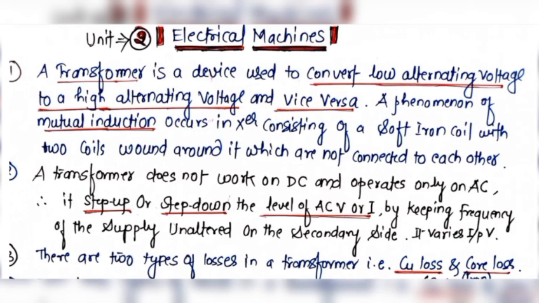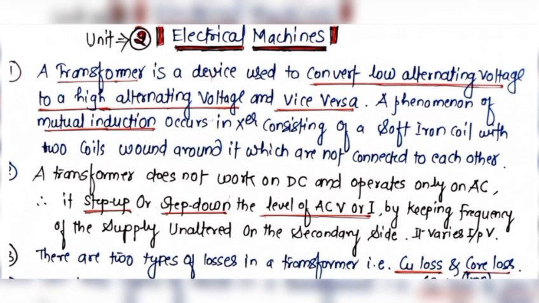A transformer does not work on DC and operates only on AC. Therefore, it steps up or steps down the level of AC voltage or current by keeping the frequency of the supply unaltered. On the secondary side, it varies the input voltage.